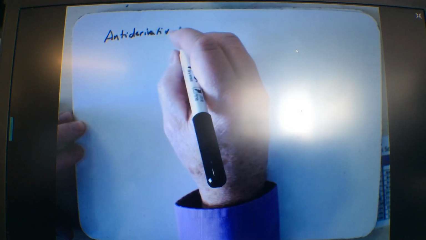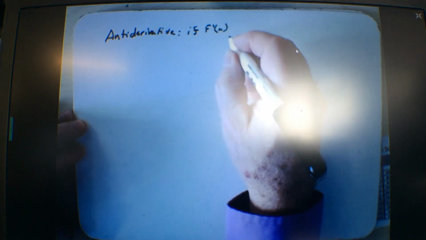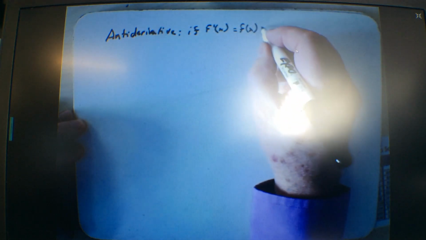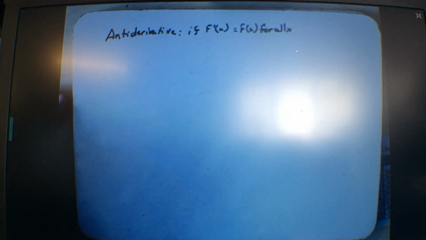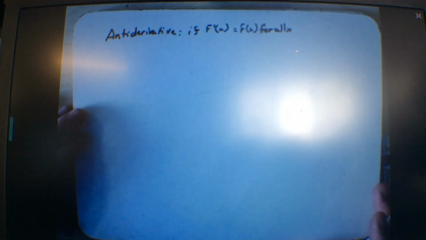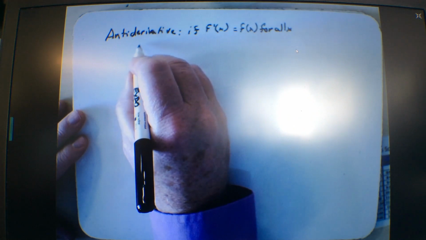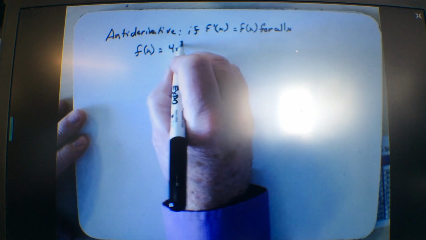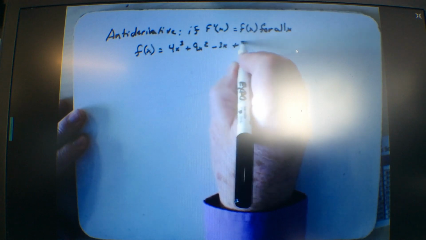Antiderivative if F prime of x equals f of x for all x on I. Okay? In other words, the antiderivative is taking the derivative and reversing it. So let me show you, let's try to remember derivative. Let's say that we have a function f of x equals 4x to the third plus 9x squared minus 3x plus 7, okay?